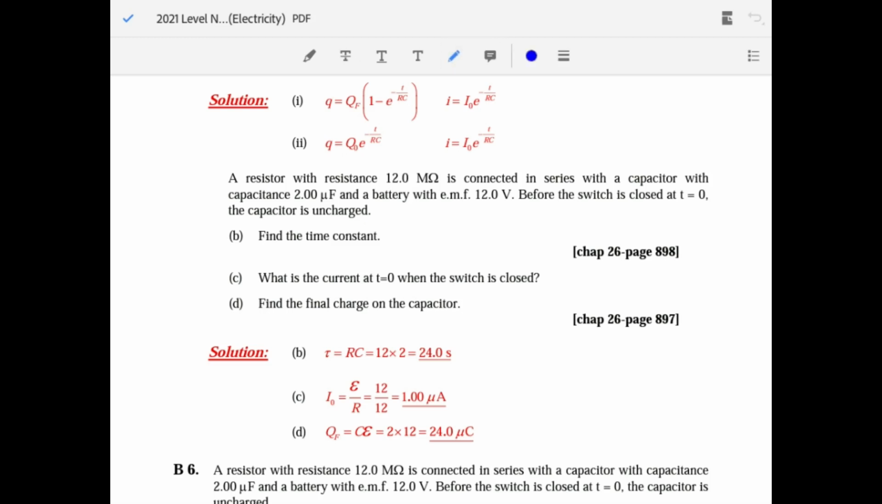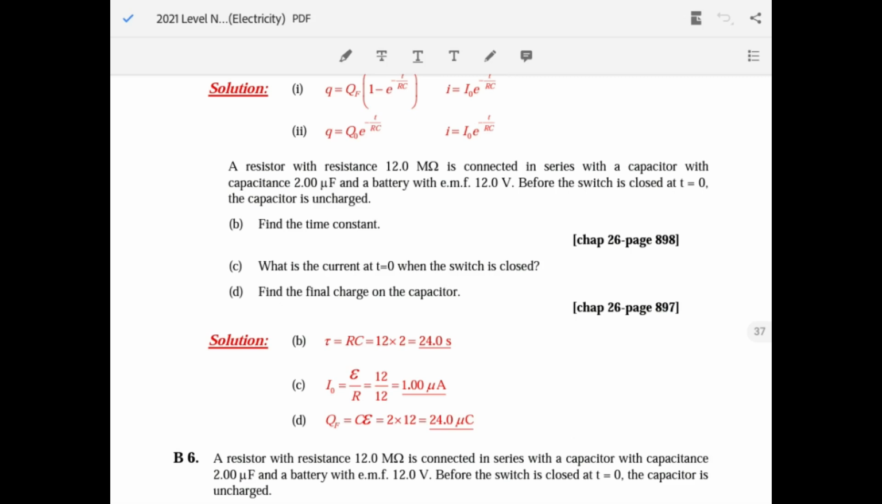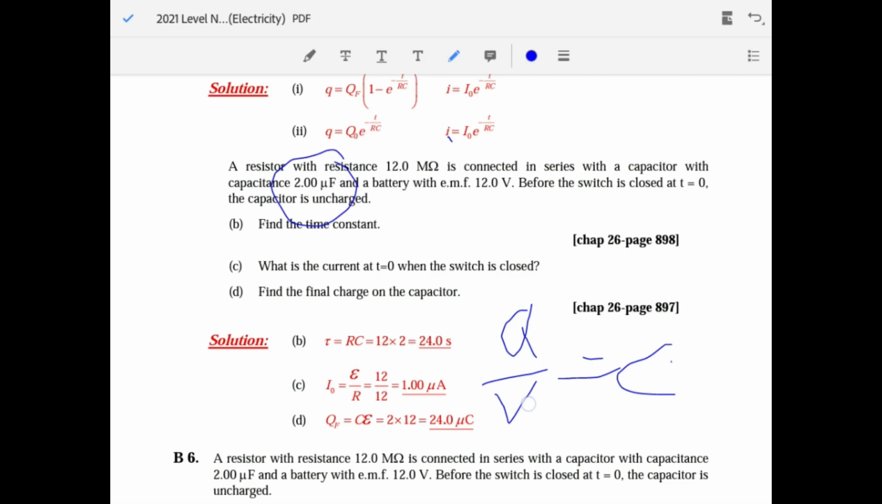When the switch is closed, the capacitor is uncharged, which means current just flows through it, so it doesn't really affect it in any way. So I is equal to V over R, or in this case V is this epsilon, which implies the EMF. So 12 over 12 mega ohm, which is times 10 power minus 6, which is microampere. Find the final charge in the capacitor. Easy. So Q over V is equal to C. That's a capacitance formula. So C is 2 times 10 power minus 6. V is 12. So 2 times 12 is 24. 24 microcoulomb.